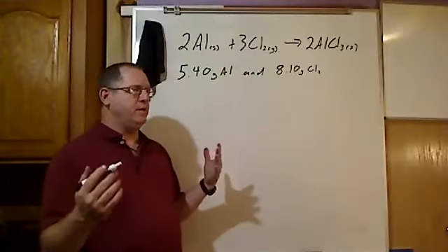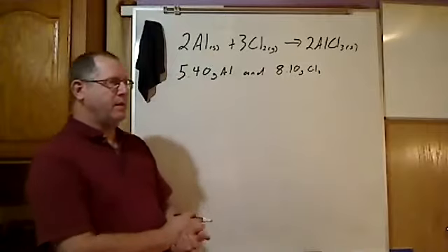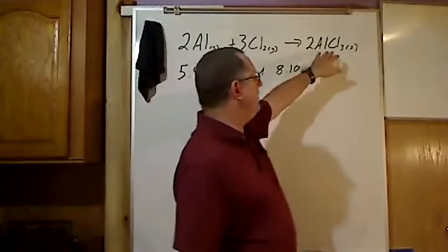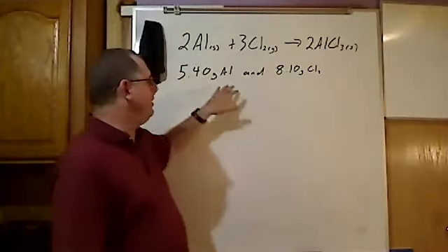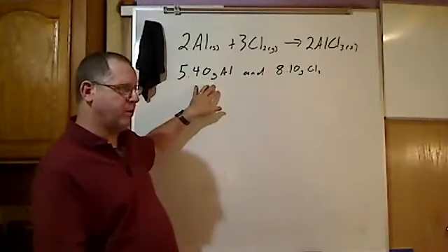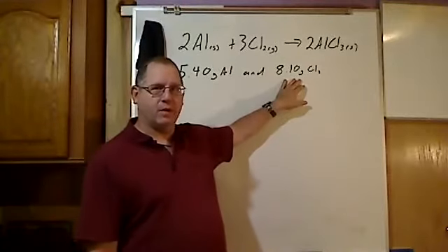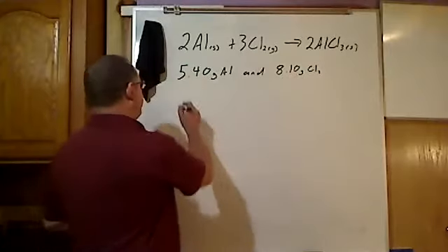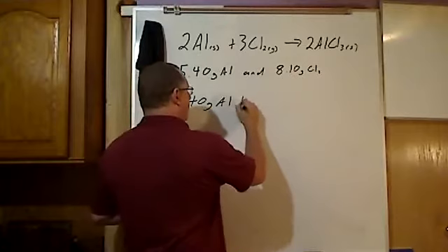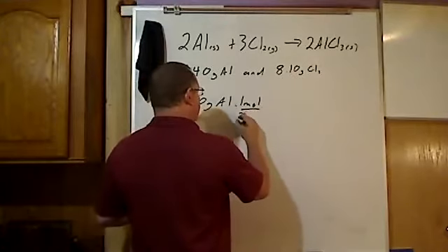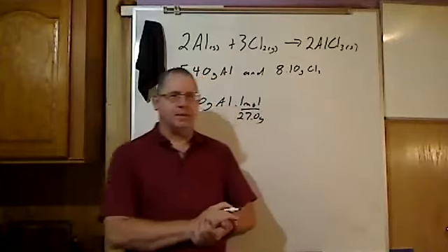The first thing we need to do is figure out which of these two is going to be our limiting reactant. I can do this a number of ways, but because I know I'm eventually going to find the mass of aluminum chloride, I'm going to start out by saying, if I use all of this up, how many moles of aluminum chloride do I get? So starting out with 5.40 grams of aluminum, and I know that 1 mole of aluminum is 27.0 grams, and this comes out fairly simply.